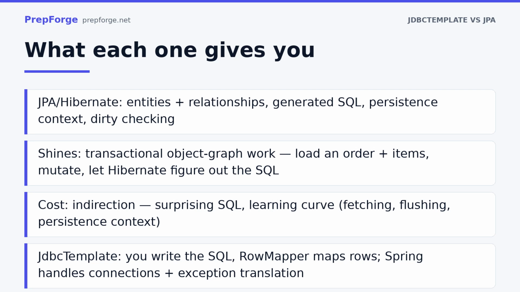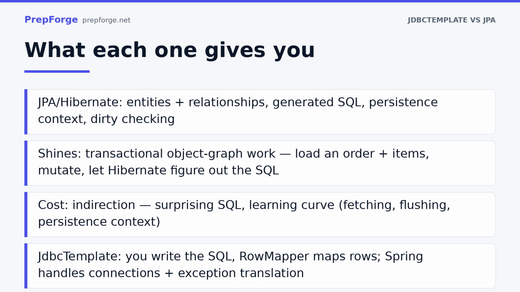JPA and Hibernate form an object-relational mapper. You work with entity objects and their relationships, and the framework generates the SQL, manages the persistence context, caching, dirty checking, and tracks changes. It shines for transactional, object graph-centric work. Load an order with its line items, mutate them, and let Hibernate figure out the inserts and updates. The cost is indirection, sometimes surprising SQL, and a learning curve around fetching and flushing.